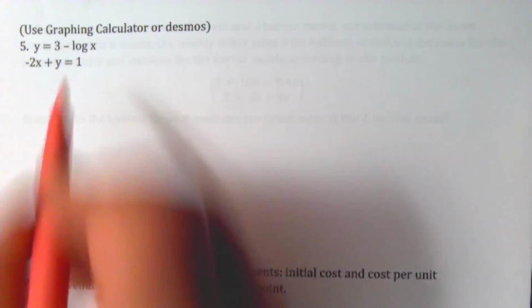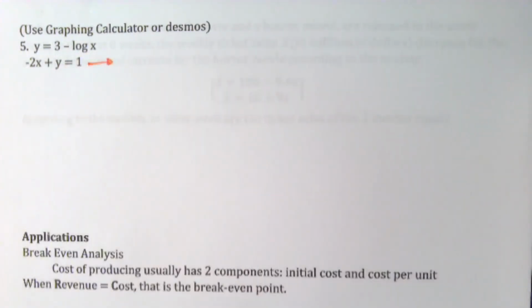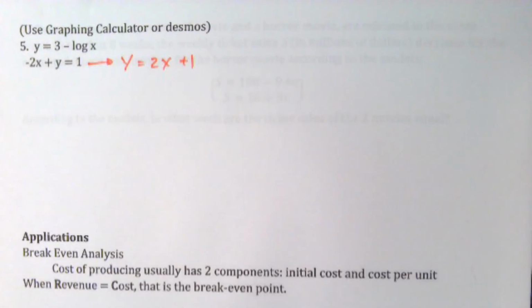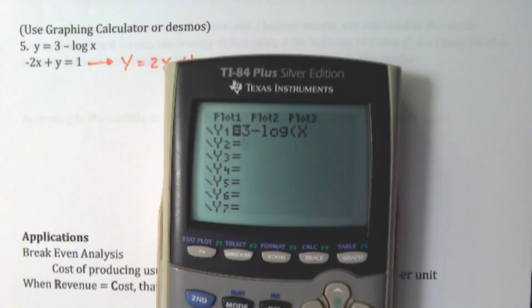So we just need to make a quick little fix on that, just like we would normally do with solving these. We're just going to isolate that variable. So we have y is equal to 2x plus 1. So now it's in a form we can use. So we get that 2x plus 1.